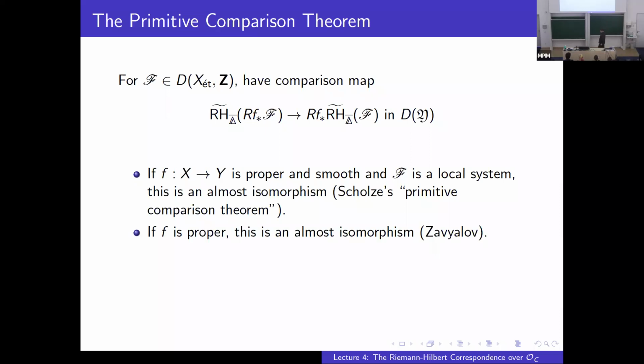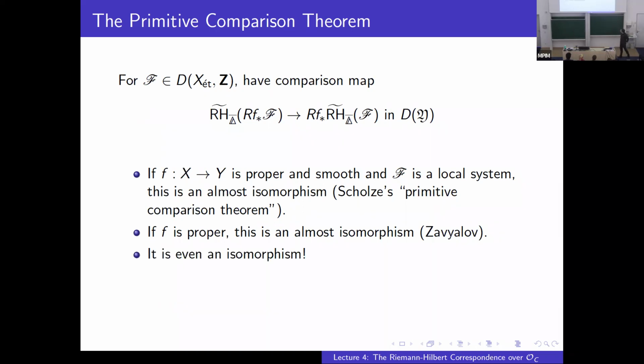But Bogdan has proved this in more generality, and you can remove some of the niceness assumptions both on the morphism. You don't have to assume that it's smooth, and on the sheaf, you don't have to assume that it's a local system. Now, in both of these cases, the argument involves really the p-adic nearby cycles construction, which is computing what the Riemann-Hilbert functor looks like in the almost category.